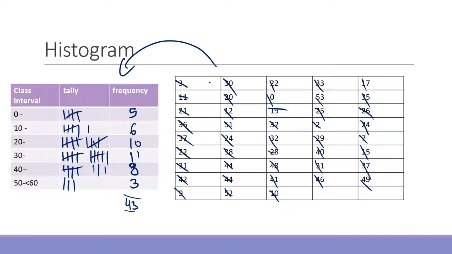Let me check. There is 1, 2, 3, 4, 5, 6, 7, 8, 9. And they've got 9, 18, 27, 36. Whoops. Yep, cool. 43. I got 8 in this column plus 8 in this column, so 16. So that's how I got 27 plus 16.